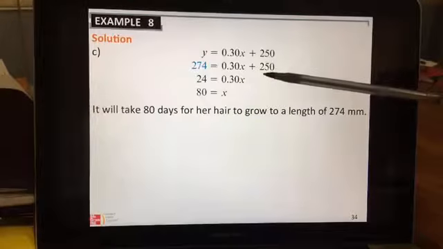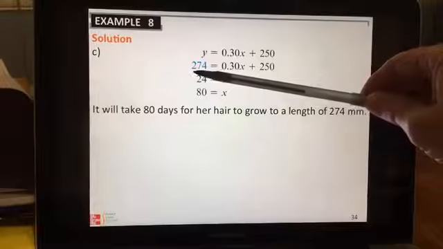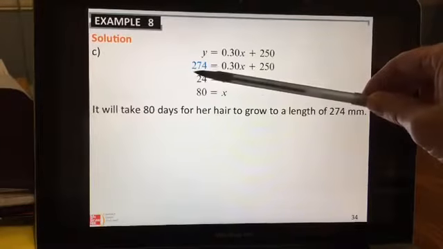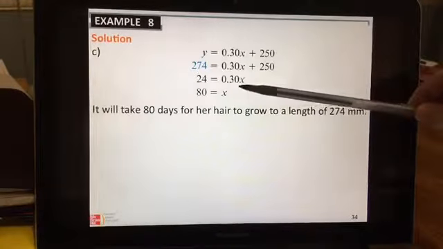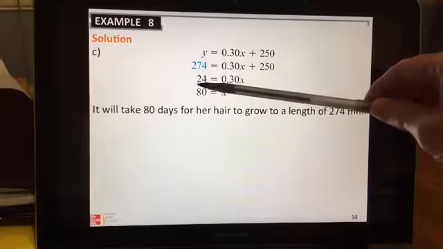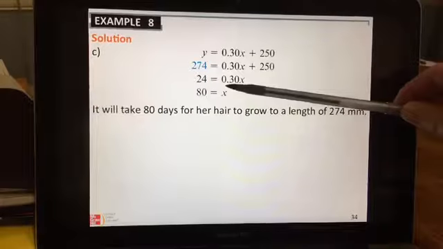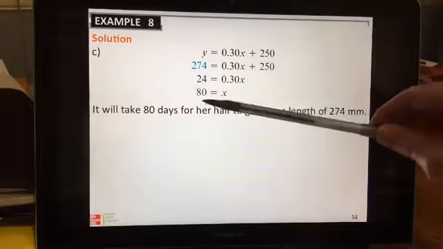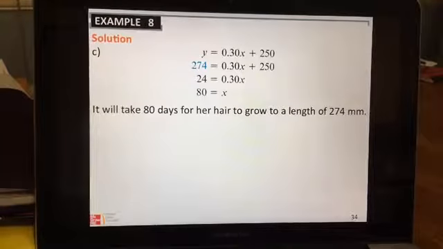And now if we subtract 250 from both sides, then we're going to get 0.30x. 274 minus 250 is 24. If we divide by 0.30 on both sides, we find out that it takes 80 days for her hair to grow to a length of 274.